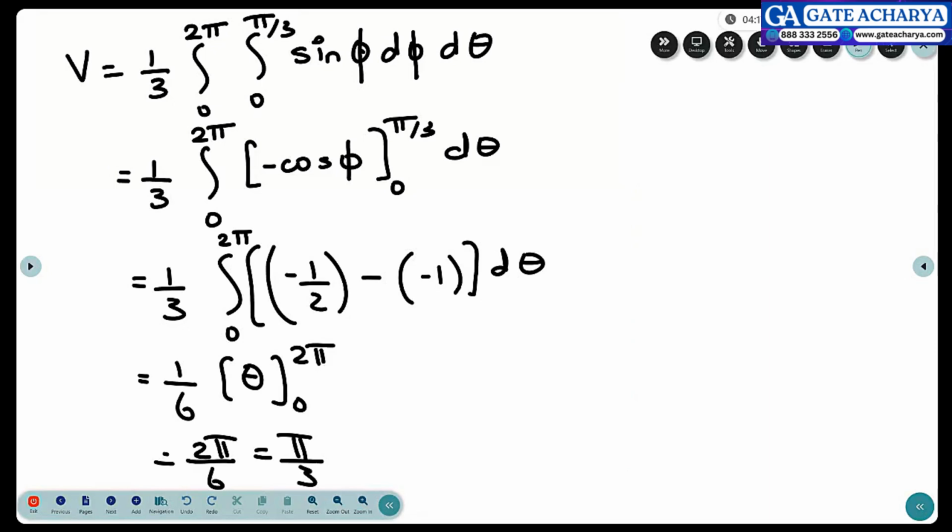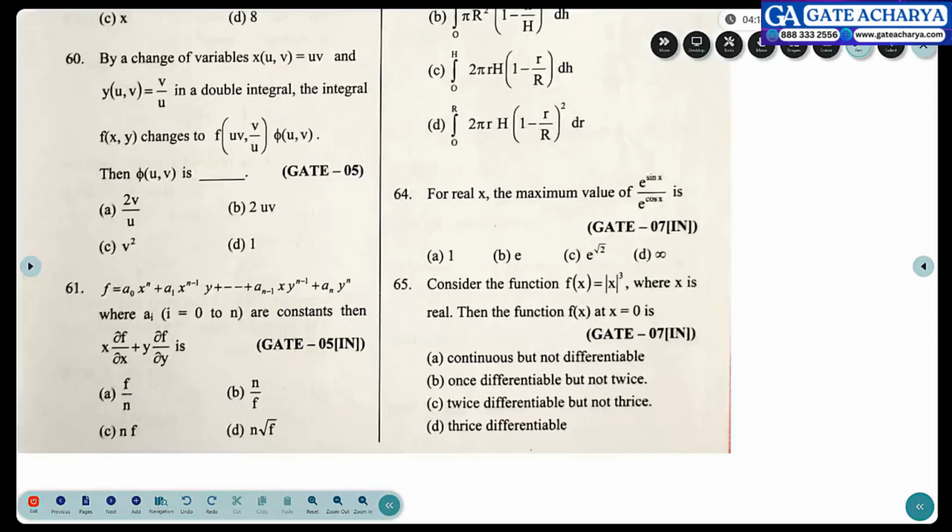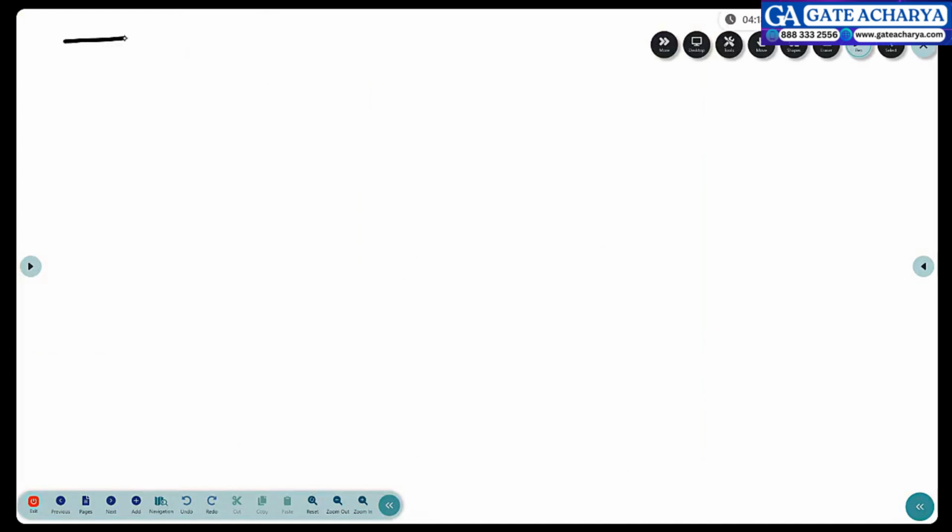Okay. Next topic, the smallest topic that we have to cover, is Taylor series and Laurent series, or Maclaurin series. Let's first start with the Taylor series. What does the Taylor series say?